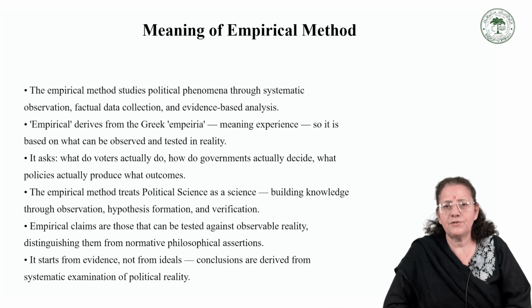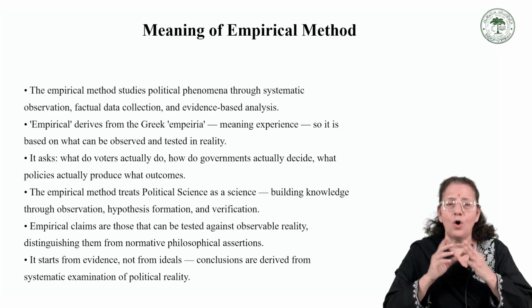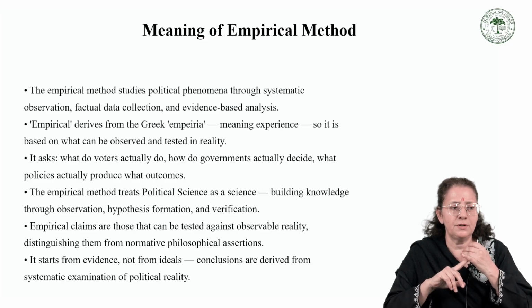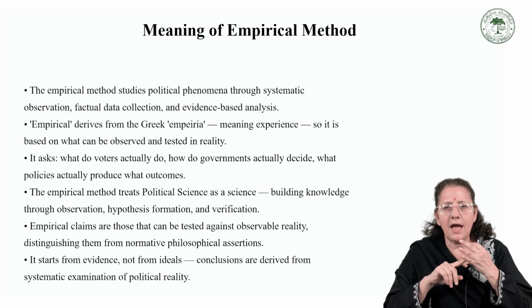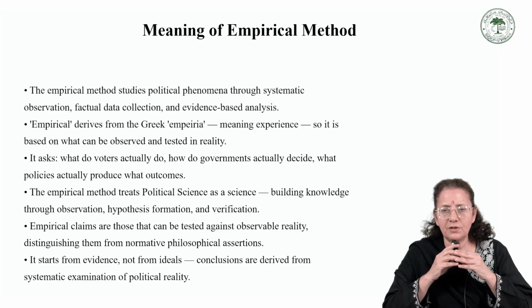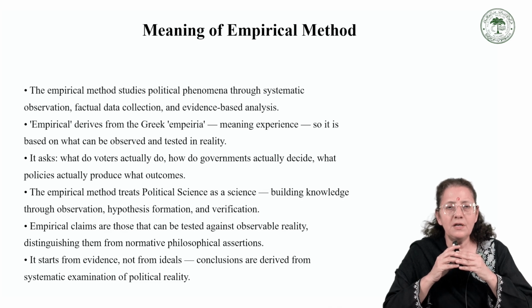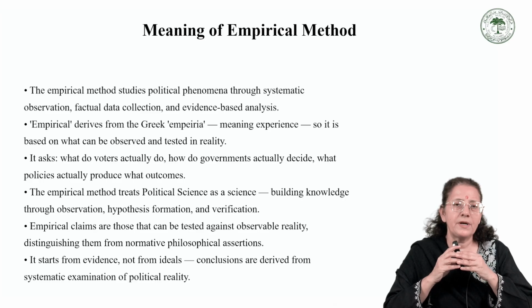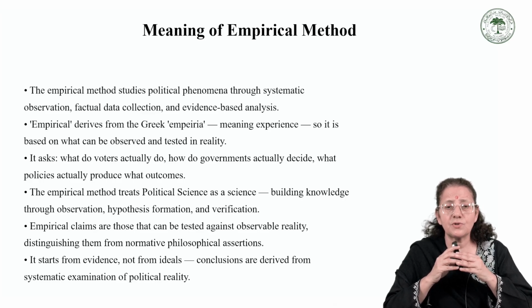The empirical method treats political science as a science in the same sense that physics, chemistry, or biology is a science, one that builds knowledge through observation, hypothesis formation, testing, and verification. This scientific aspiration is what distinguishes the empirical approach from the normative tradition that preceded it. In everyday language, we use the word empirical to mean based on evidence rather than on theory or assumption. An empirical claim is one that can be tested against reality.